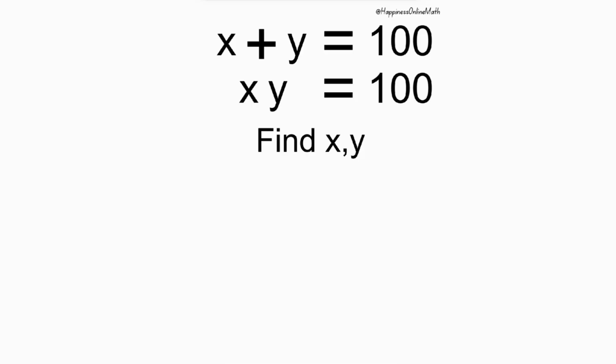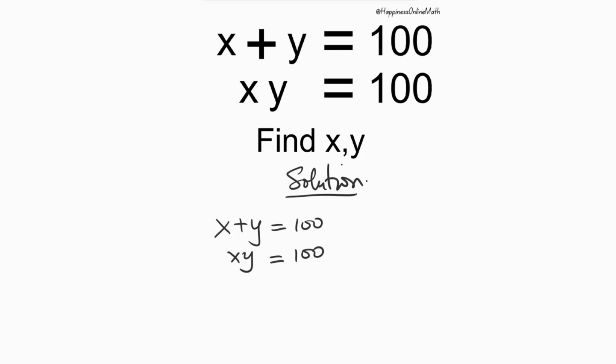We have that x plus y is equal to 100 and x times y is also equal to 100. And we're asked to find the value of x and y. So let us dive right into this one. We have x plus y equals 100 and xy equals 100.